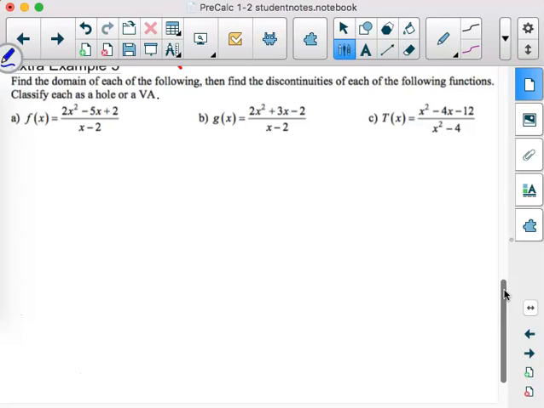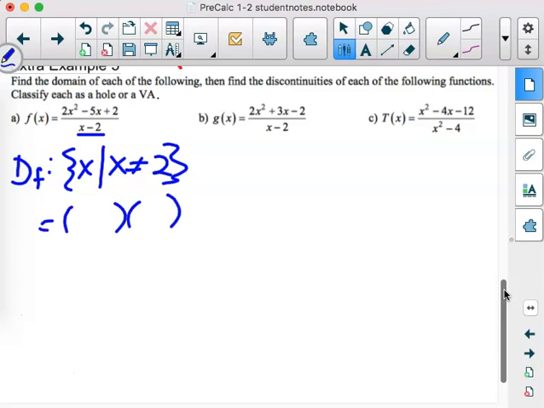So for A, I want to find the domain. Well, we can't use a 2 down there. I mean, that's going to be a problem. So the domain of f in set builder notation would be x, such that x can't be 2. So there's our start, just thinking about domain like we have been. And then I would want to try and factor and see whether or not the x minus 2's are going to cancel out.